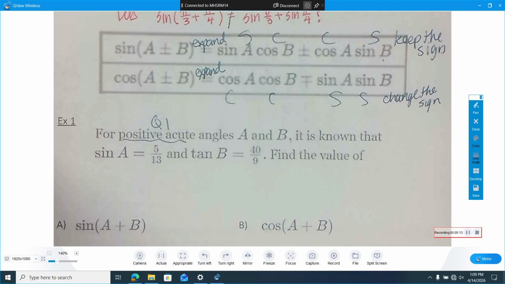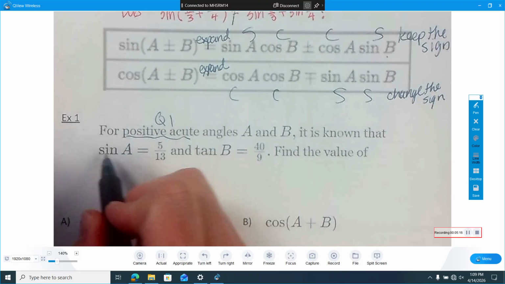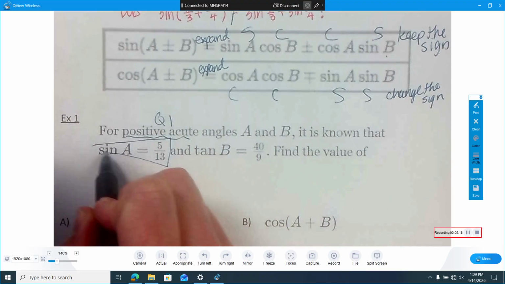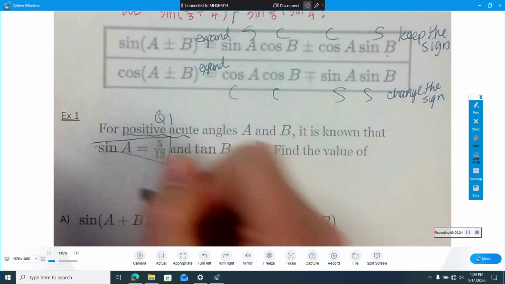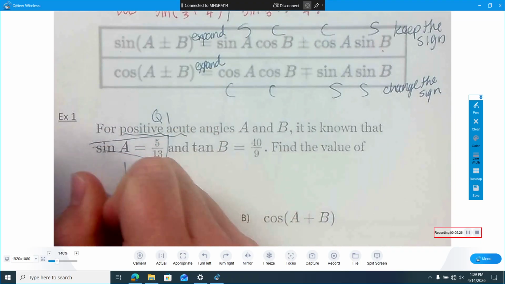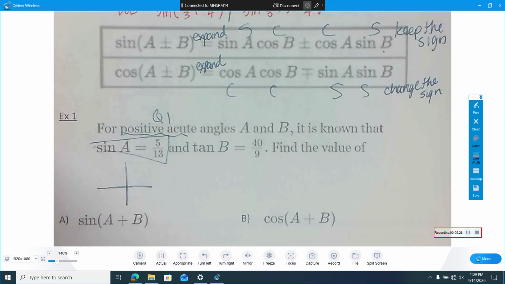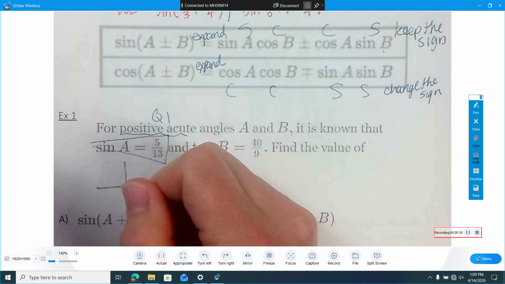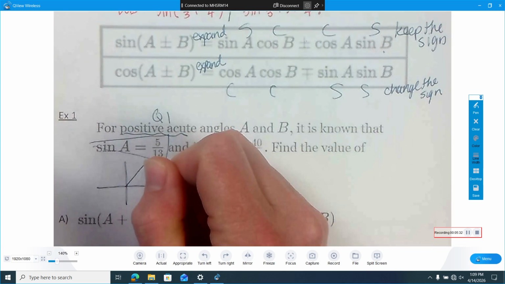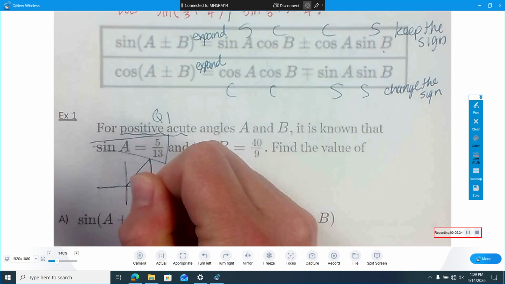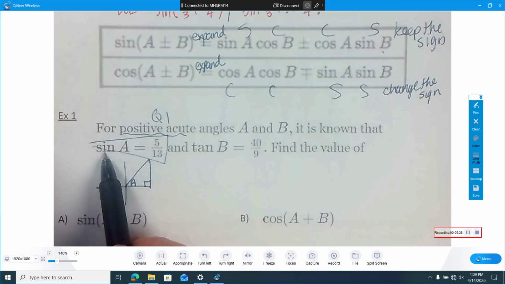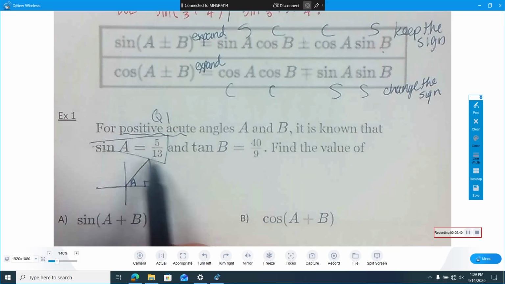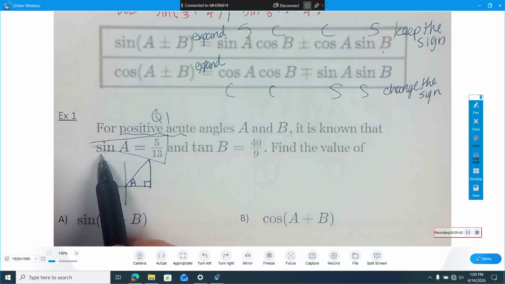What they're doing is giving me enough information to draw a triangle. Anytime they give me a trig function, I get to draw a triangle. So I'm going to go ahead and draw a triangle in quadrant 1. I'm going to draw an angle and turn it into a triangle. This is angle A. Now they told me that the sine ratio is 5/13. What is the sine ratio? What sides are we using with sine?